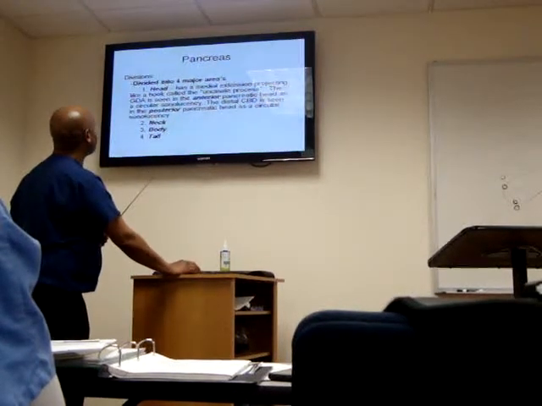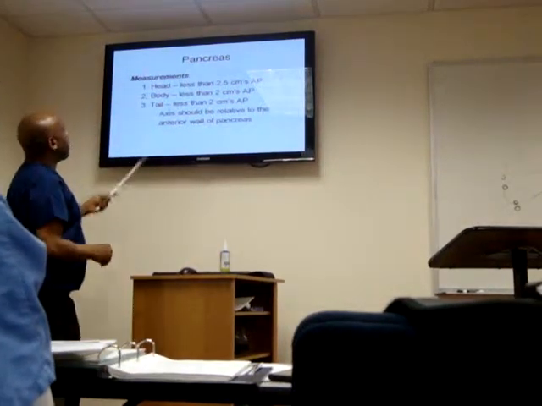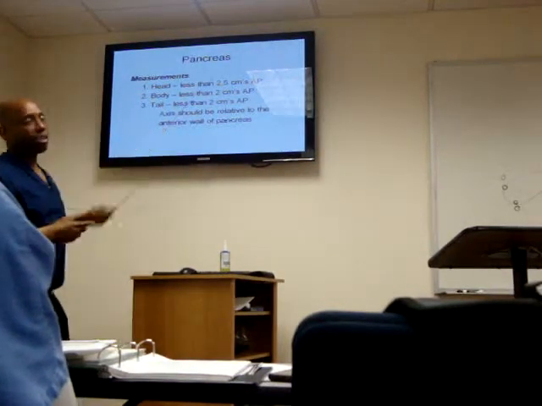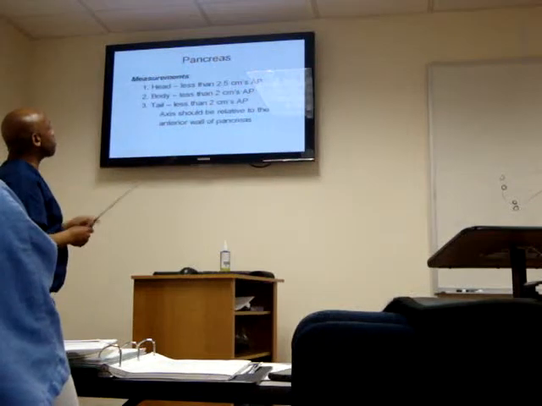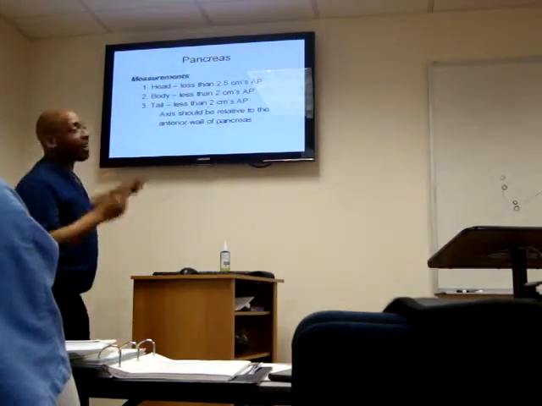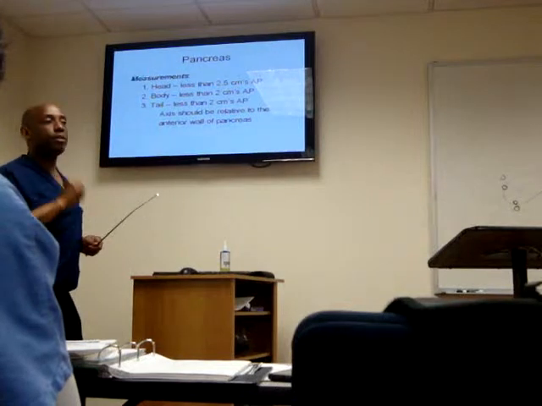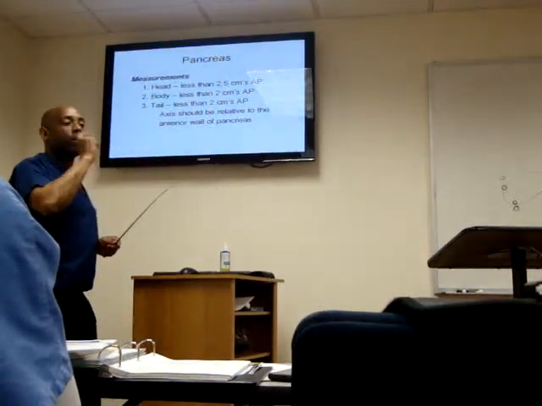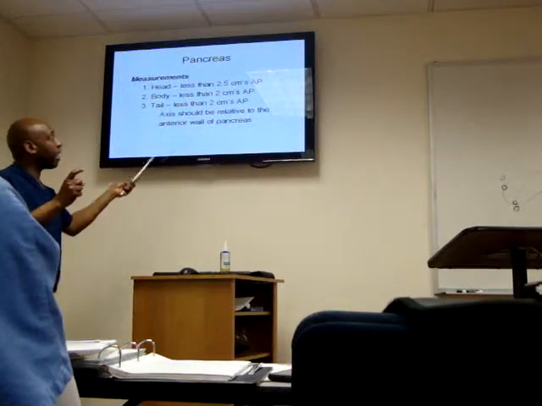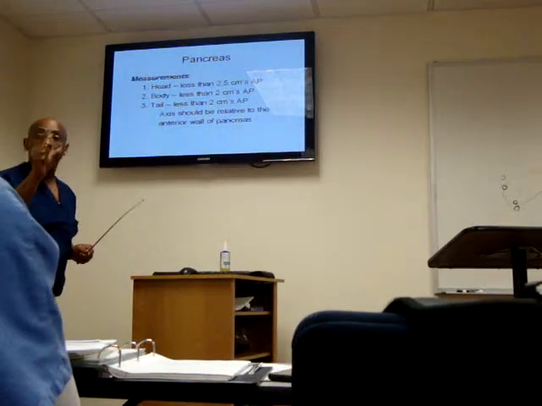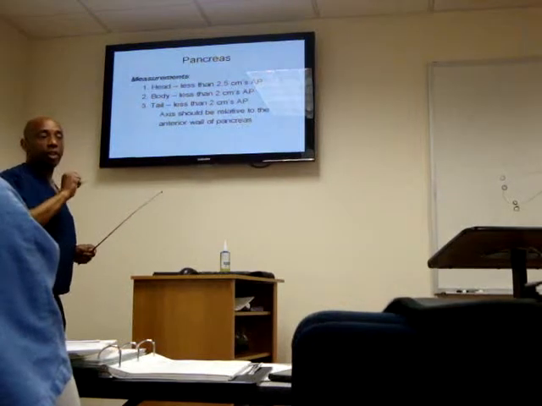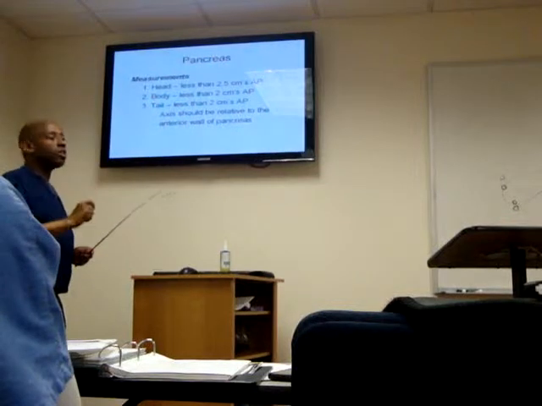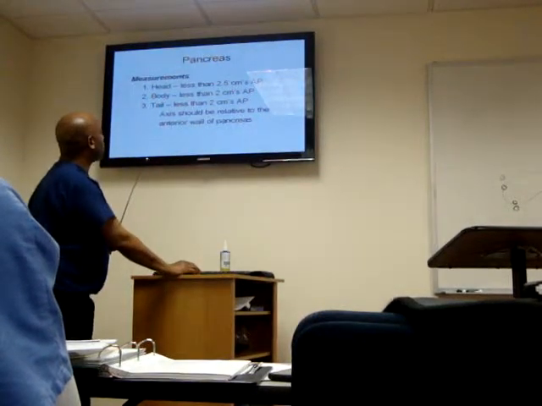Body and tail. Head. The head should measure less than 2.5. Again, as I said, some books might say 3.5. The measurements of the body and tail are less important. However, as I said before, you want to look at the configuration. You want the body and tail to be proportional to the head. If the body and tail is nice and thin and narrow, and then the head bulges, something is wrong with that configuration.